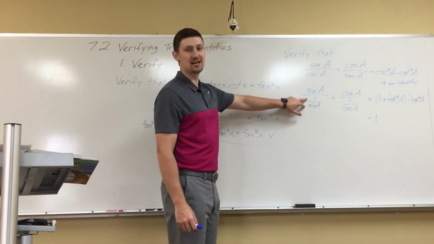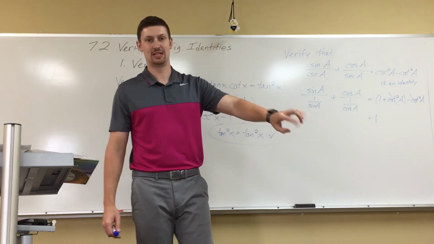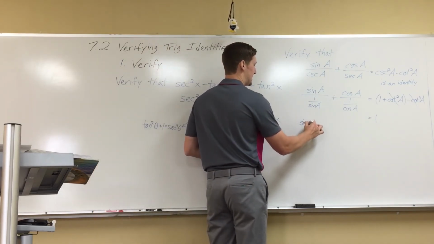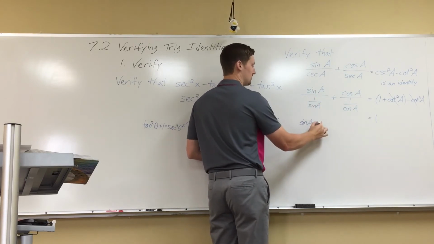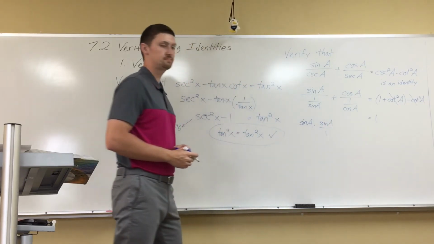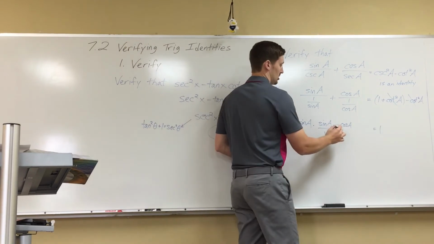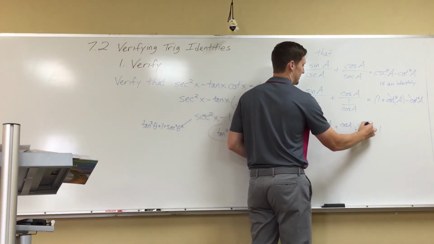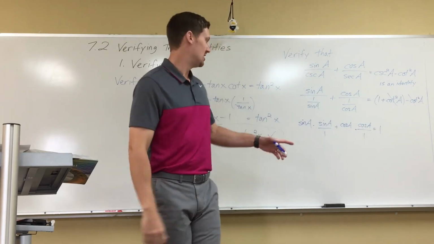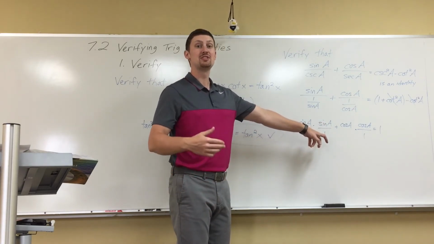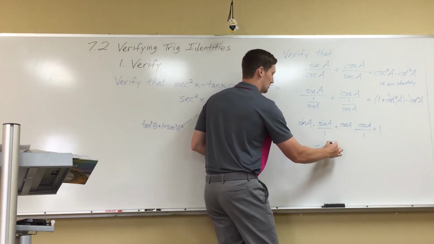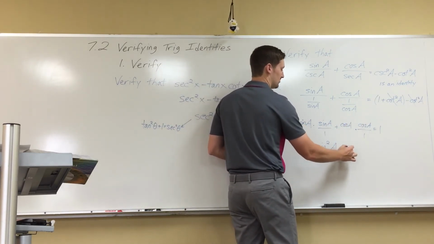Sine of A over 1 over sine of A. How do you simplify a fraction over a fraction? Flip and multiply, right? Flip the bottom and multiply. So in other words, sine of A over, I flip the bottom and multiply, sine of A over 1. Pause there. Let's do the second one. Cosine of A times cosine of A over 1. Okay, now let's just multiply across. What's sine of A times sine of A over 1? Sine squared of A, right? Sine times sine is sine squared. Cosine times cosine, cosine squared.